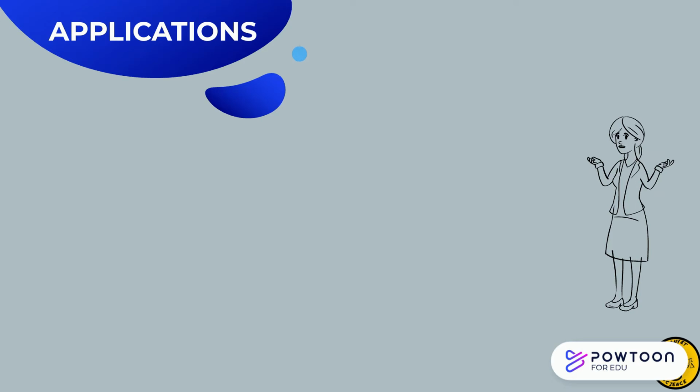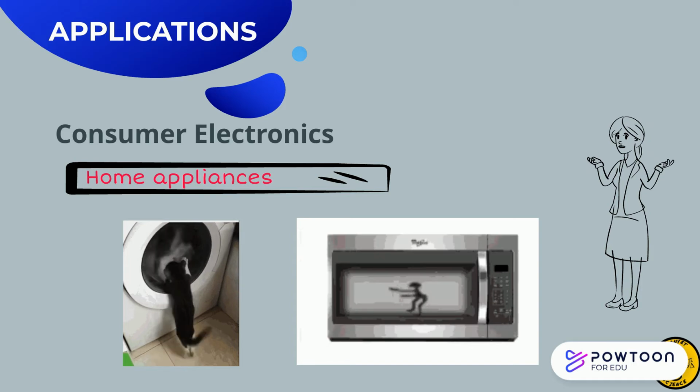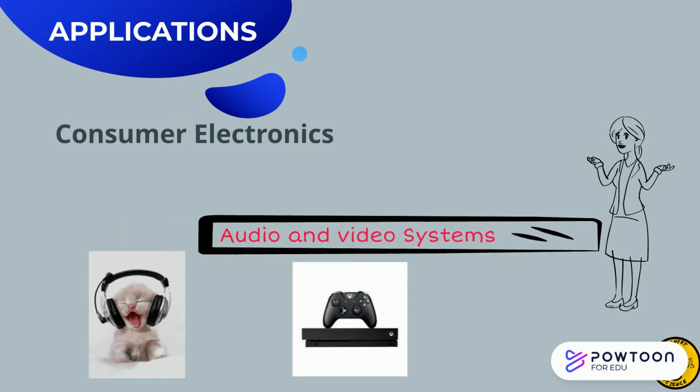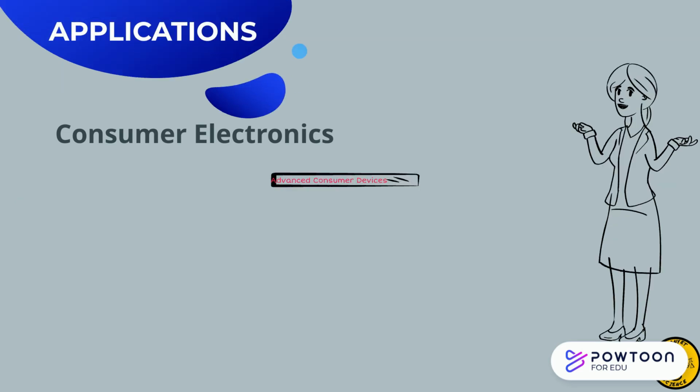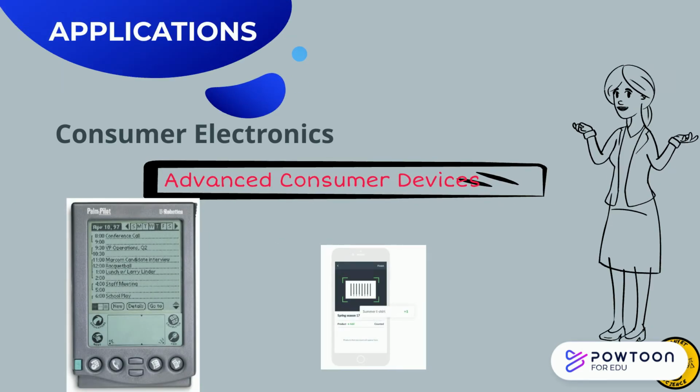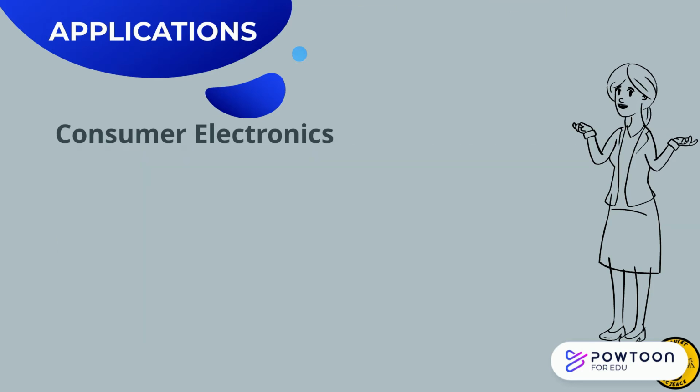Applications of electronics. Consumer electronics. Consumer electronics are devices and equipment meant for everyday use. For example, home appliances, audio and video systems, smart grid systems, advanced consumer devices, and industrial automation and motion control.